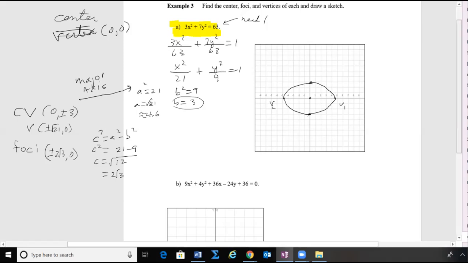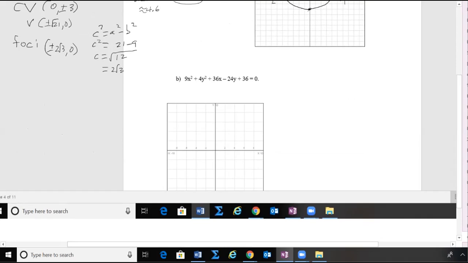Now let's take this next one down here. We don't have a lot of room, but we'll see what we can do. Let's start up here. First of all, you have to put it into standard form, so it's going to require completing the square. So let's write it this way: 9x squared plus 36x, and then I'll leave some room here, 4y squared minus 24y, and then I'm going to put that 36 on the other side as a negative.